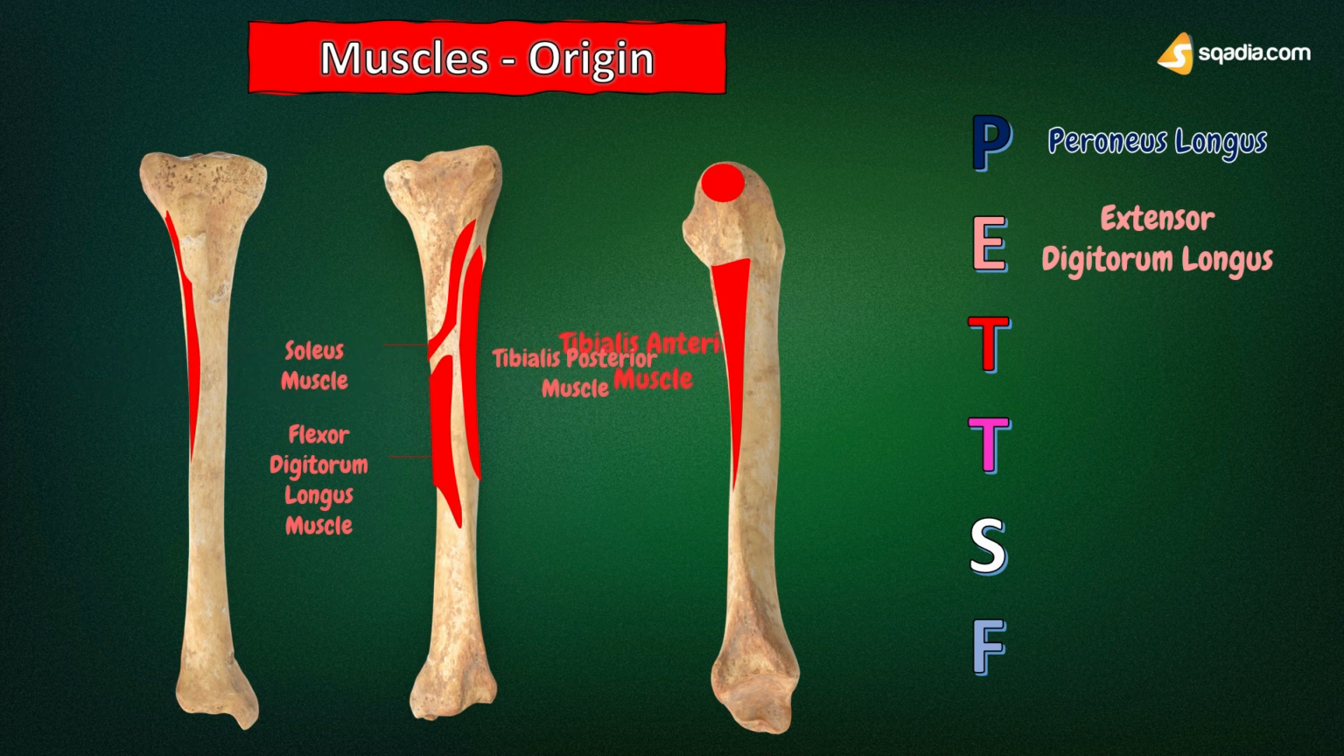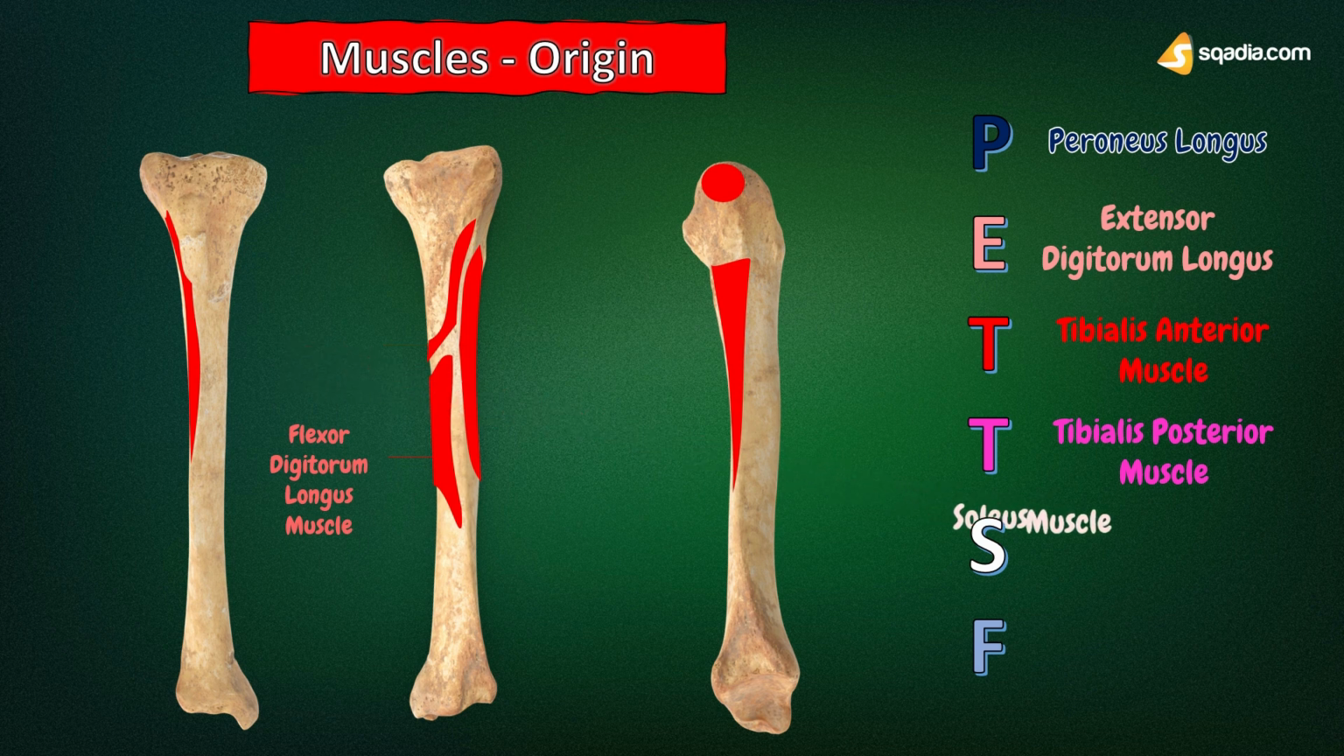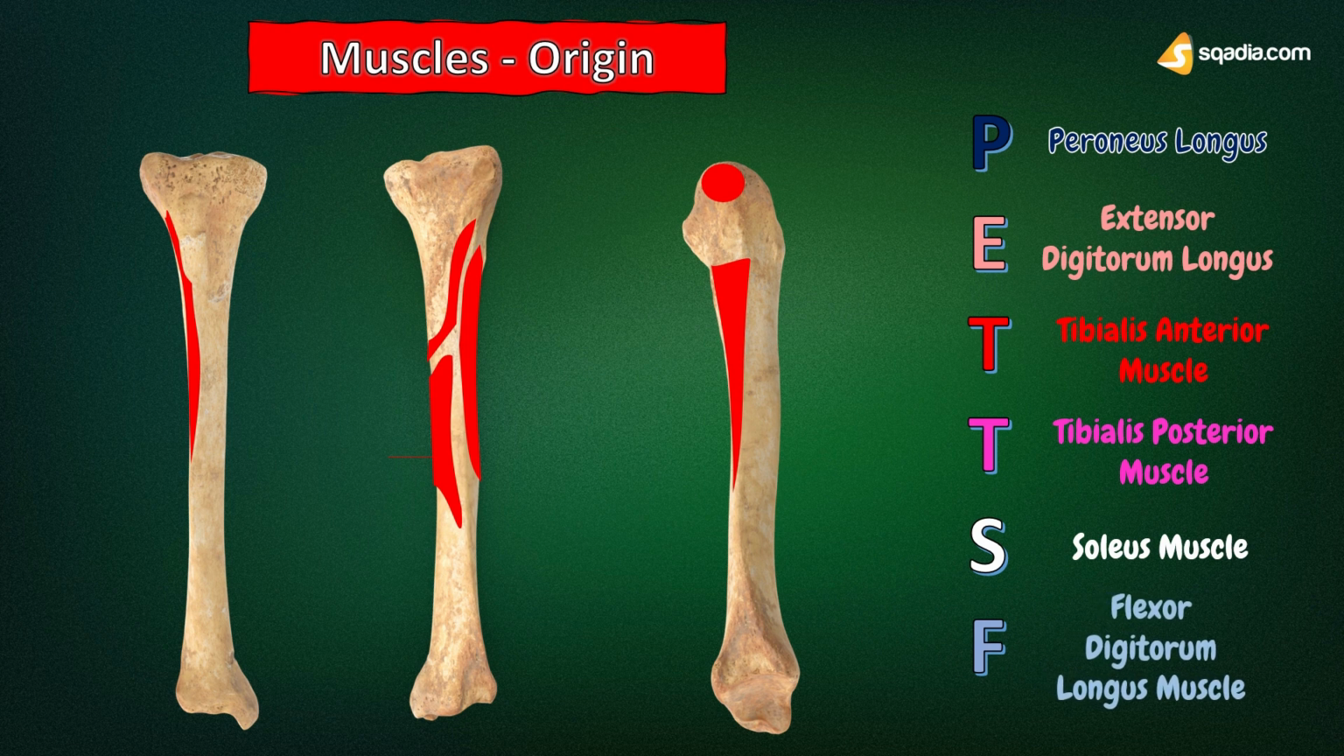P is for peroneus longus. E is for extensor digitorum longus. T is for tibialis anterior. Second T is for tibialis posterior. S is for soleus muscle. And F is for flexor digitorum longus.